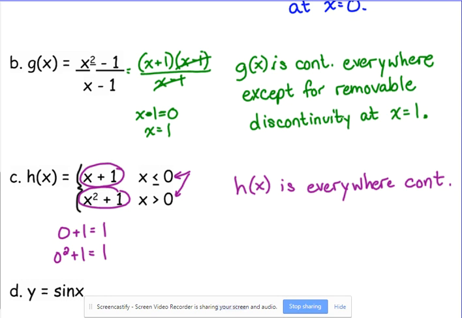Okay, last example, y equals sine of x. Sine of x, trig function, we should be thinking, is there anywhere where the trig function does not have a value? Sine of x always has a value. It doesn't matter what angle you are talking about. So y is everywhere continuous as well. Now, not all of our trig functions are. Sine and cosine are, but all the rest of them have some discontinuities, and we'll discuss where and why a little later on.